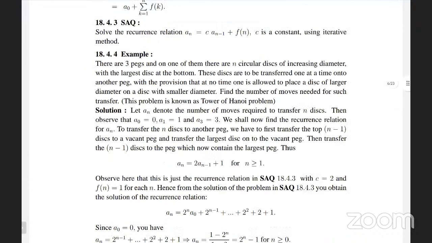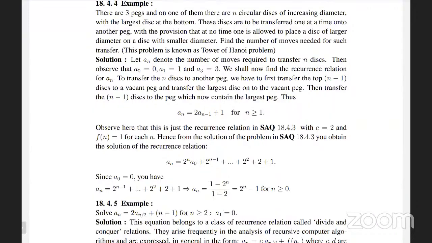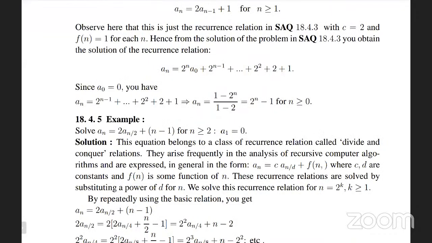Sometimes we will give geometric series formations. Geometric series formations means an equal to 2 power n, plus a naught, plus 2 power n minus 1 when we have powers. At that time an equal to 2 power n minus 1 plus so on plus 2 square plus 2 plus 1. So an equal to 1 minus a to the power of n by 1 minus a, so that it is 2 power n minus 1. So this is the kind of equation. Whichever it is, we will apply the same procedure.